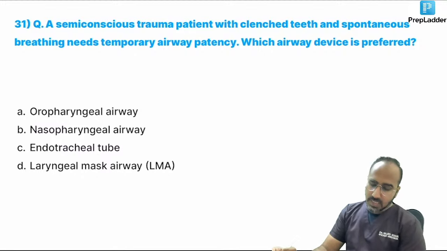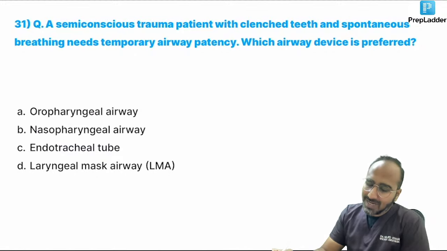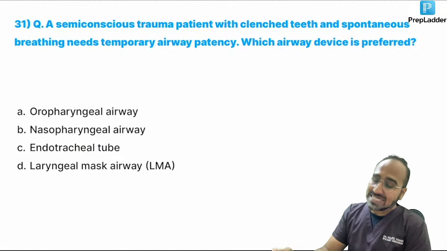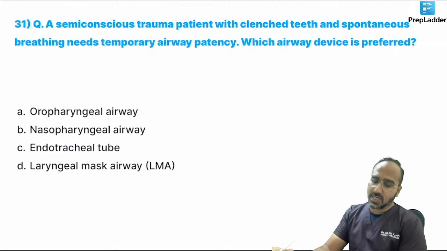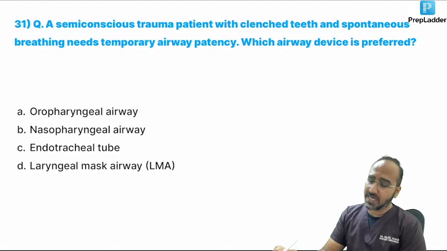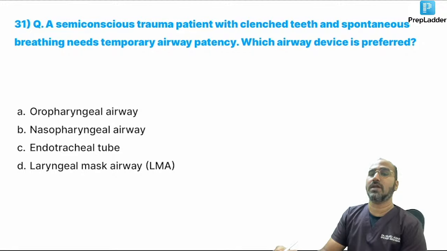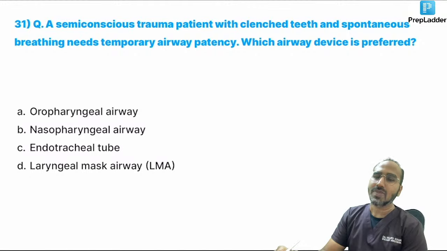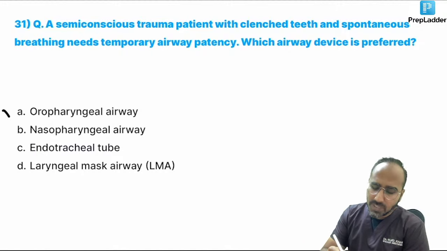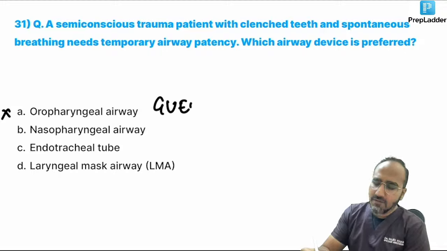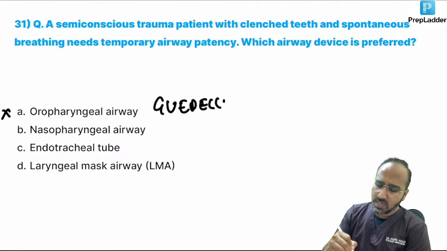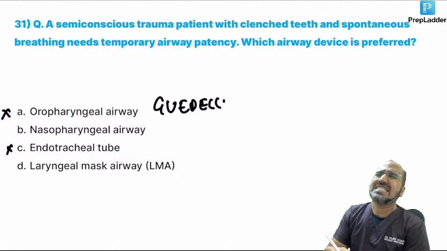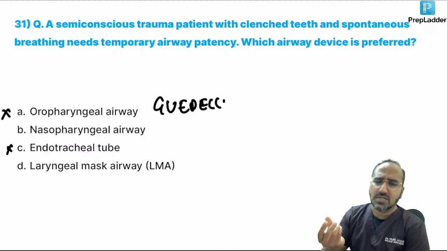Okay. Now, guys, a semi-conscious trauma patient with clenched teeth. Patient is having clenched teeth and spontaneous breathing, needs temporary airway patency. Which airway device is preferred? Come on, guys. Which airway device should be preferred in this patient? He's having clenched teeth. His mouth is not open. Can you put a Guedel's airway? No, sir. Why? Because he's not able to open his mouth. Can you put an endotracheal tube? Clenched teeth are there.